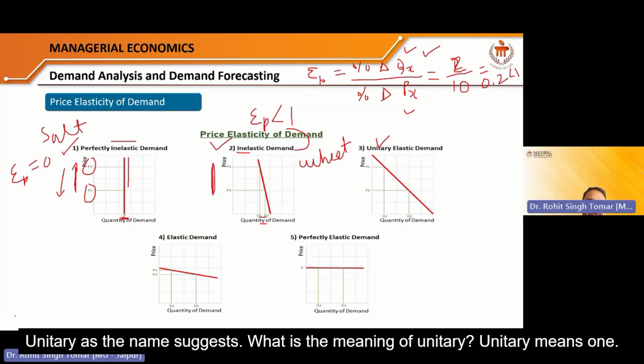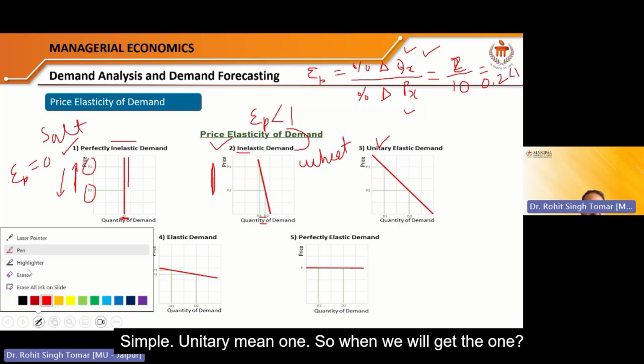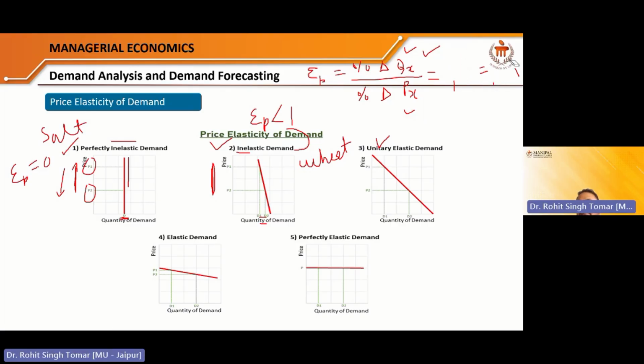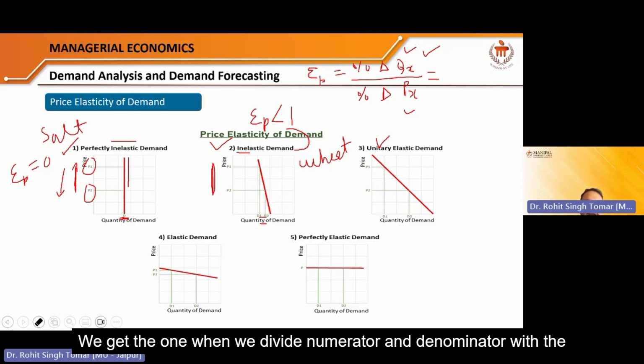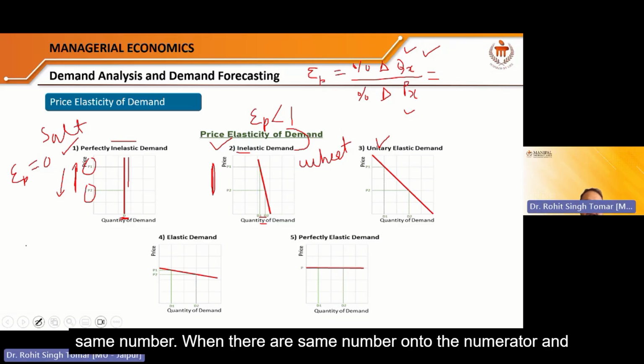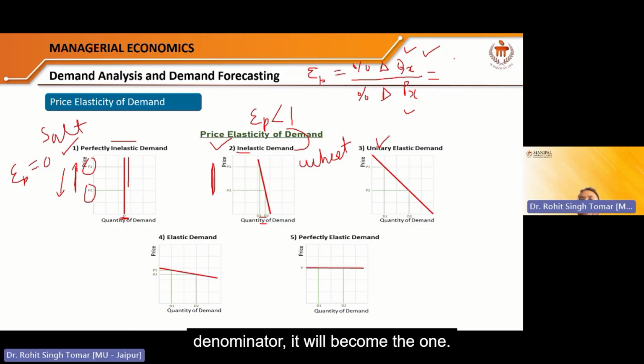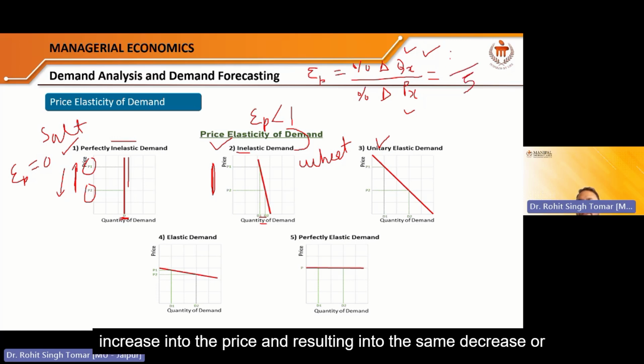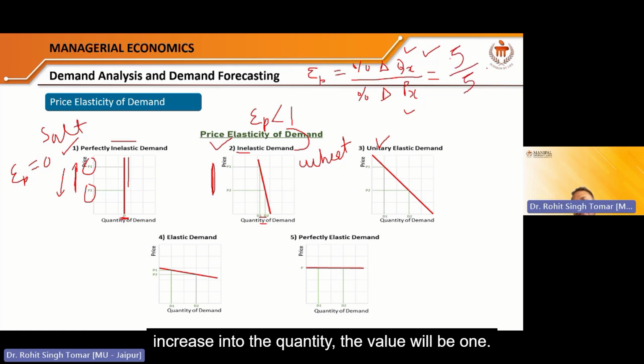Unitary, as the name suggests, what is the meaning of unitary? Unitary means 1. Simple. So when do we get 1? We get 1 when we divide the numerator and denominator by the same number. When there is the same number in the numerator and denominator, it becomes 1. So say if there is a 5% decrease or increase in the price resulting in the same decrease or increase in the quantity, the value will be 1.